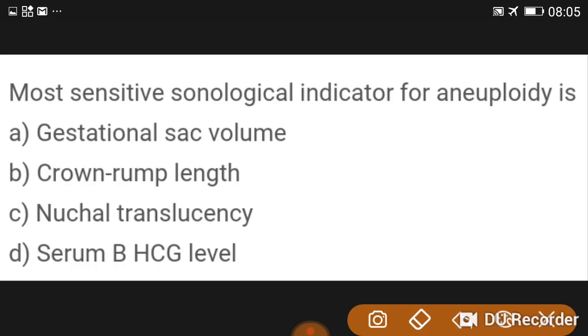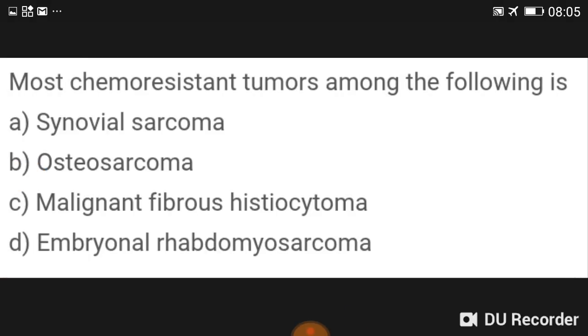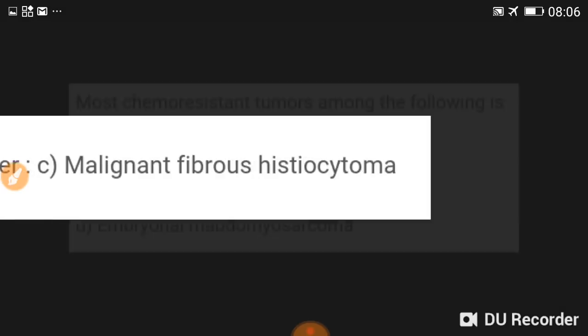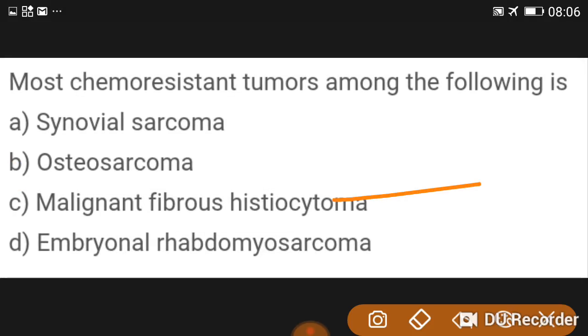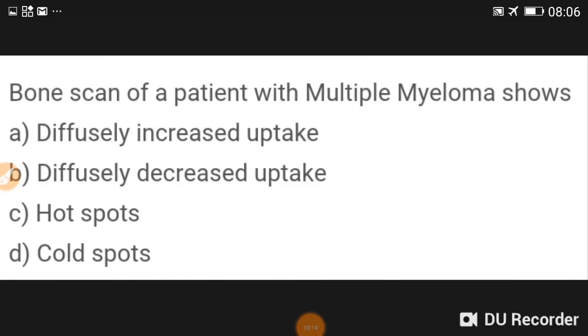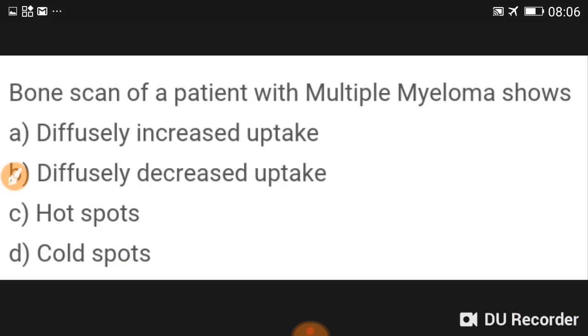Most sensitive serological indicator for aneuploidy is nuchal translucency. Most chemo-resistant tumor among the following is osteosarcoma. Sorry, this is malignant fibrous histiocytoma resistant. Bone scan of a patient with multiple myeloma shows cold spots.